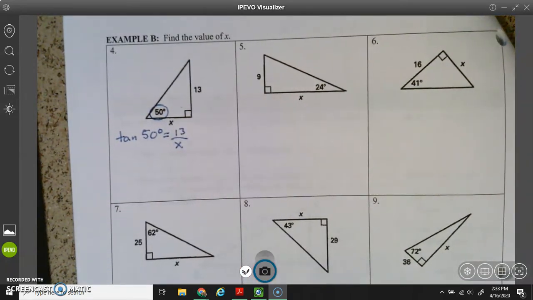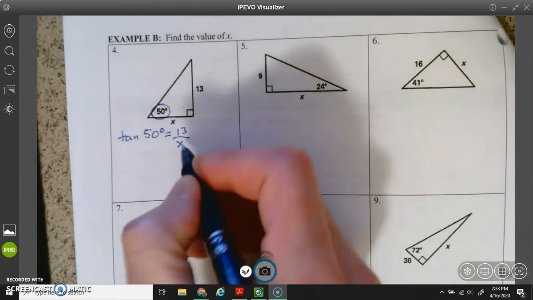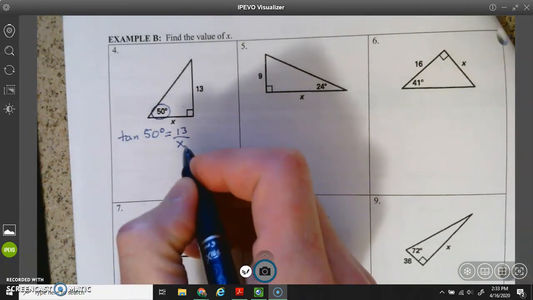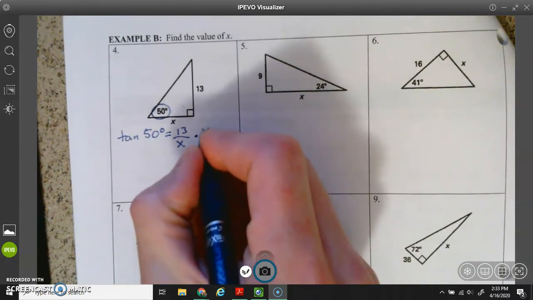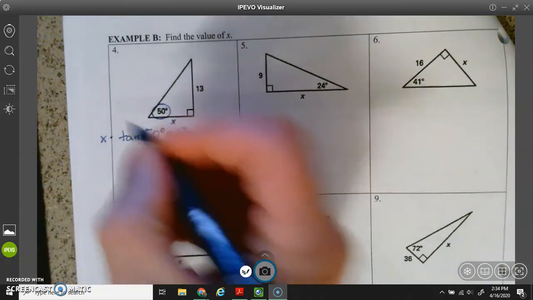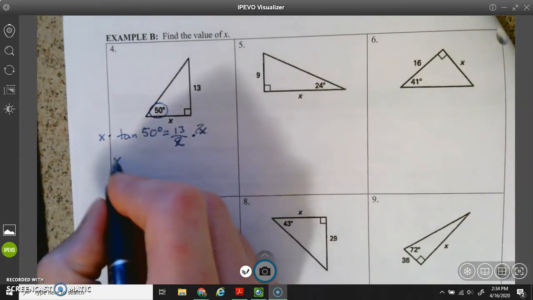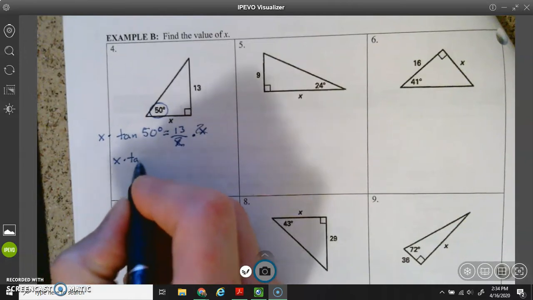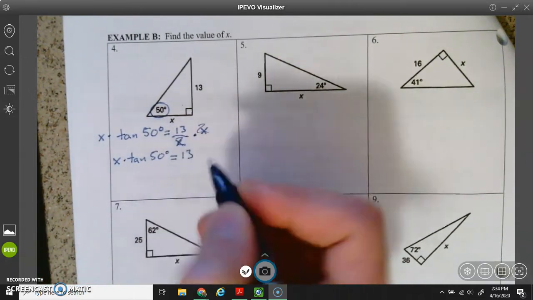Now, the next thing is we want to get x by itself. If you have x in the denominator, what you want to do is multiply by x on both sides. So multiply by x over here, multiply by x over here. That eliminates the x on this side, and so you have x times tangent of 50 degrees is equal to 13.